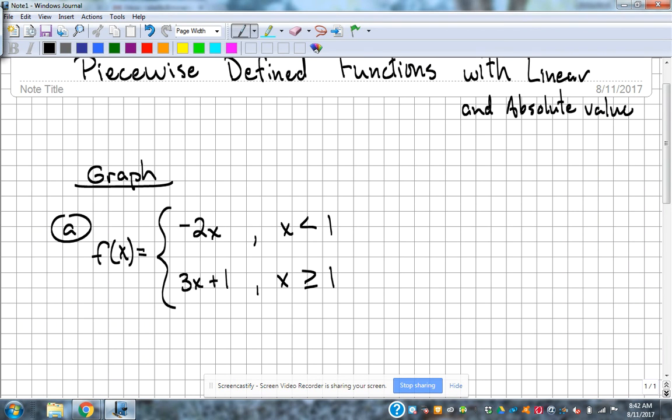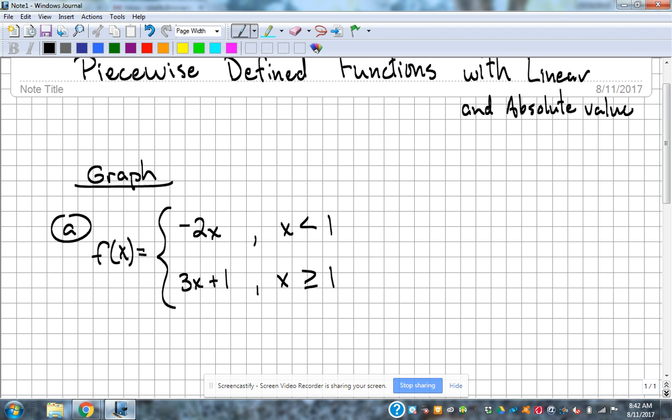When you're doing a piecewise defined function, the best thing that you can do is find the important points first. Before you start drawing your graph, let's find the points that are important to that particular graph. So you want those points for each piece. So when I look at the first piece, the negative 2x, it happens for all x's that are less than 1. So that means we need to find what's happening at 1.